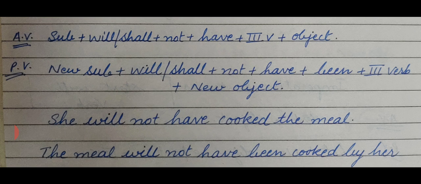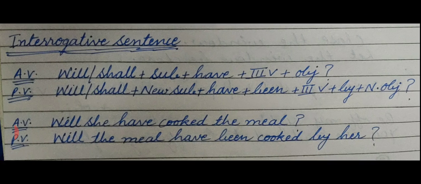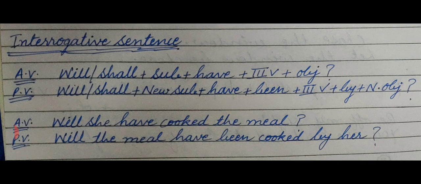Is it clear? Now we shall move towards interrogative sentence. The structure for interrogative sentence in active voice is will, shall, according to the subject, right? Then subject, then have, then third form of verb and object. What will be the structure in passive now? According to the new subject we are to use will or shall, then new subject, then have, then been, then third form of verb, then by, and then new object. Now the sentence is: will she have cooked the meal?